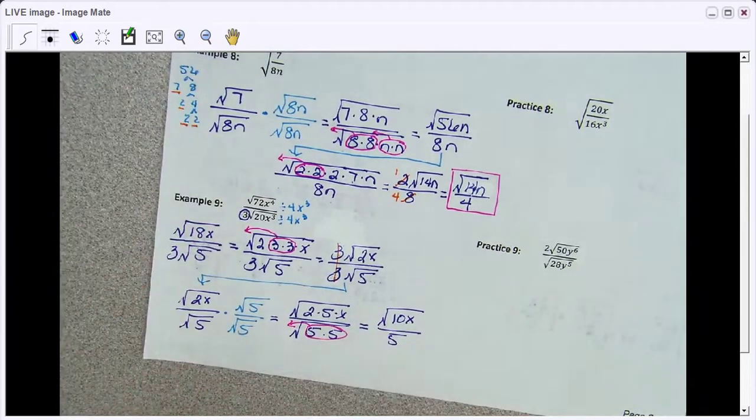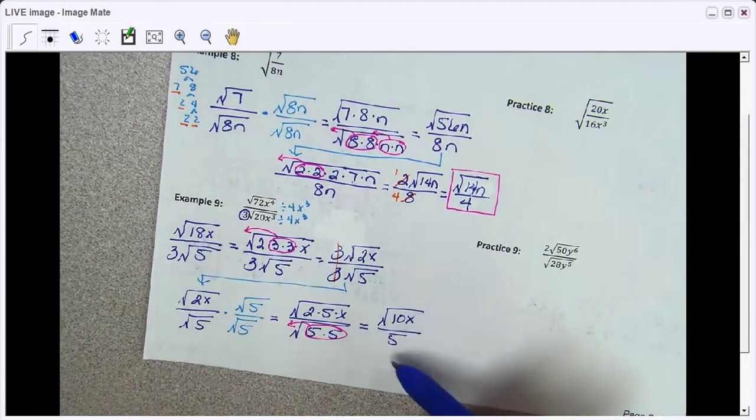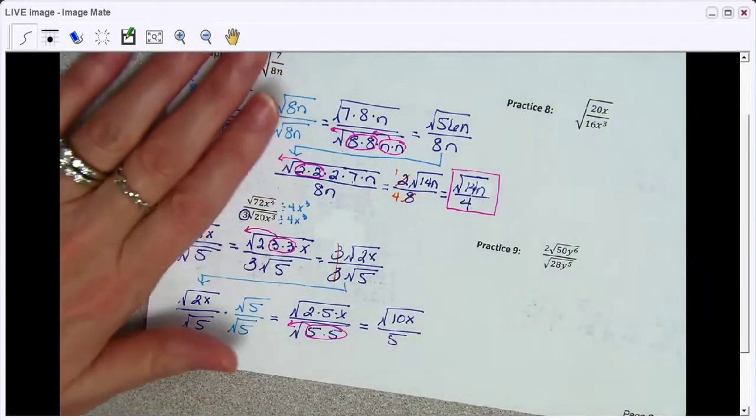So we've gotten rid of it, meaning we've rationalized the denominator, and we're left with the square root of 10x over 5. We cannot reduce this because they're not both under the radical. So this would be our final answer.